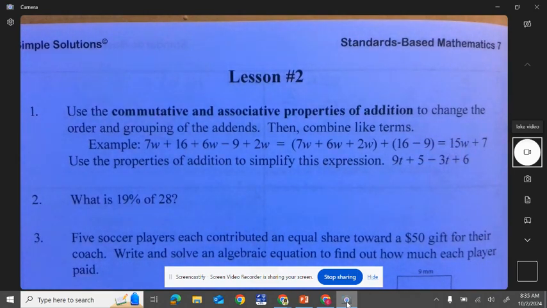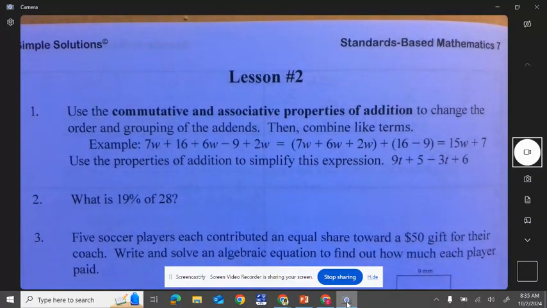Lesson 2, number 1, the commutative and associative properties of addition. You have commutative and associative properties of multiplication as well. It is not for subtraction and not for division. All right, they want you to simplify the expression. So let's do that.